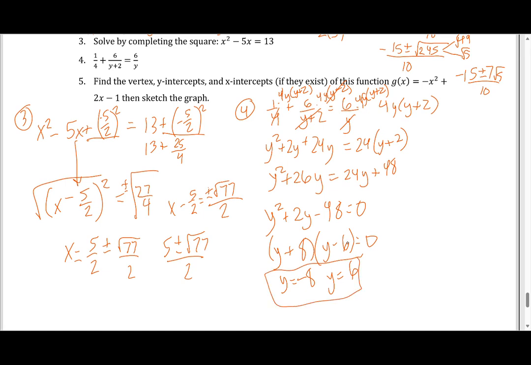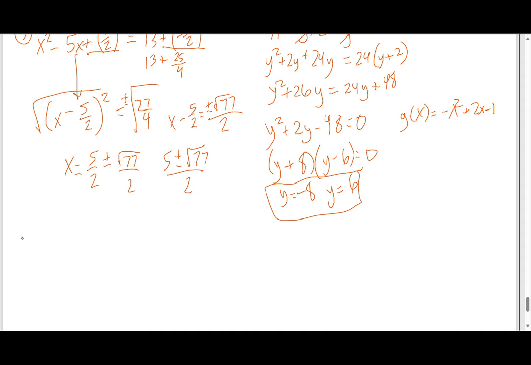Awesome. All right, number 5, we got lots to do on number 5. We got to find the vertex, intercepts, and graph it. So let's start with that. Let me write it down over here so I don't lose it. Okay, I'm just going to scroll down so I have enough room to graph it. Negative x squared plus 2x minus 1.